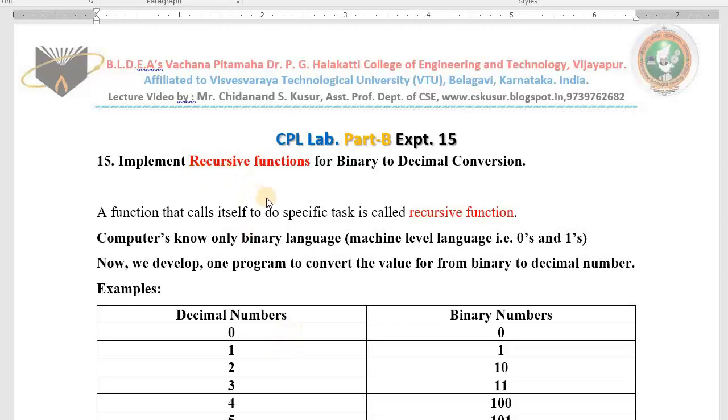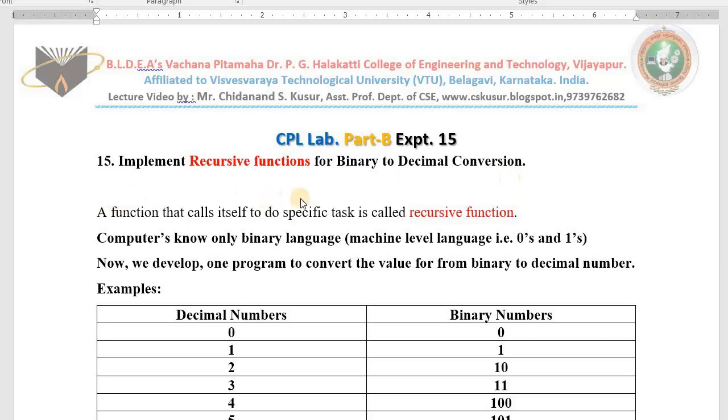In today's class I teach you the last experiment from the computer programming lab, that is experiment number 15. First I read the aim given by the university so that you can understand the program which I explain to you. This is the aim given by the university: implement recursive functions for binary to decimal conversion.